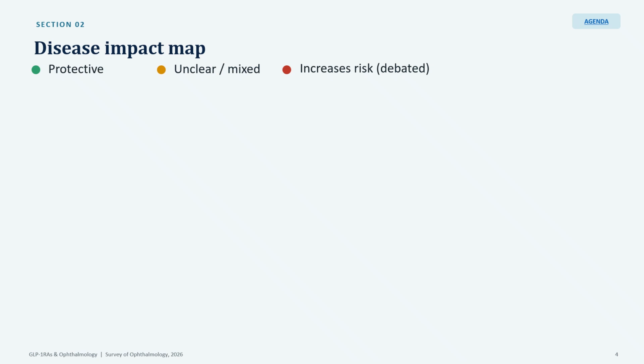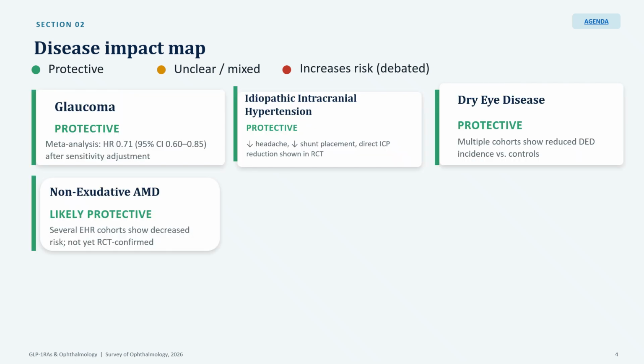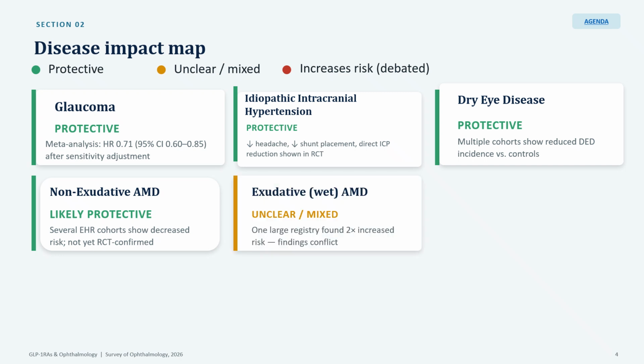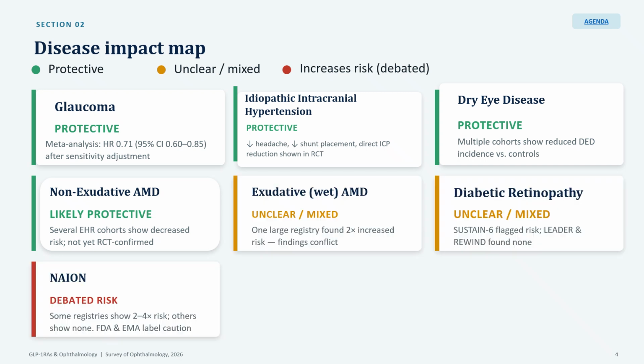Now, if we look at different diseases, this is in short what they are. It has been shown to be protective for a few diseases, we don't know the role of it in some, and there is a debated increased risk for certain ocular diseases. In glaucoma, idiopathic intracranial hypertension, dry eye disease, and non-exudative ARMD, it is found to be likely protective. Whereas in exudative or wet ARMD and diabetic retinopathy, it has a mixed review. In NAION, there is a debated risk, because some studies are showing almost 2 to 4 times increased risk with the use of these drugs.